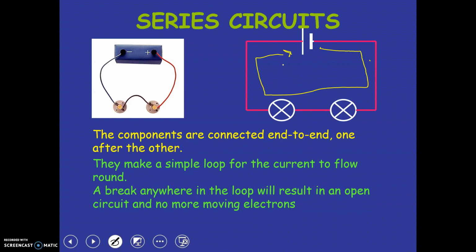And that means if there is a break, let's say in this wire or this wire over here, then the whole circuit would stop working. That is also true if this light bulb were to go out or if this light bulb were to go out, the whole circuit would stop working.